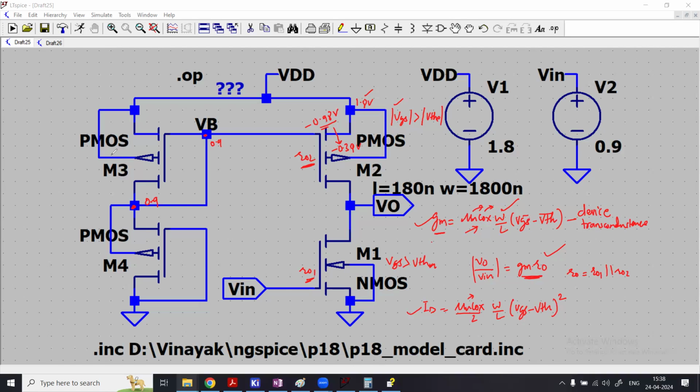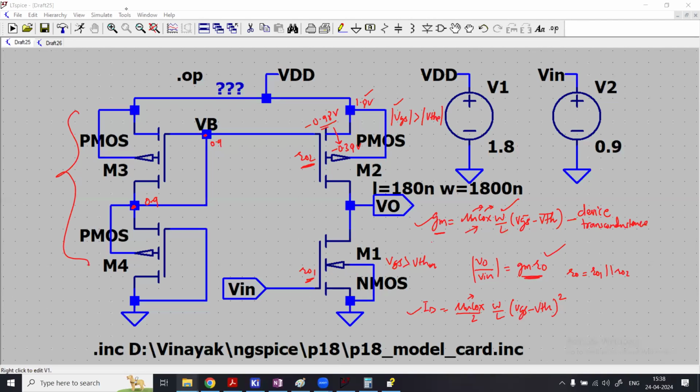This is a bias network for the common source amplifier, and we are designing a common source amplifier using 180 nanometer technology. Supply voltage is 1.8 volt. So let us see the node voltages after we run the .op simulation, which is the operating point analysis using SPICE. How do we do that?